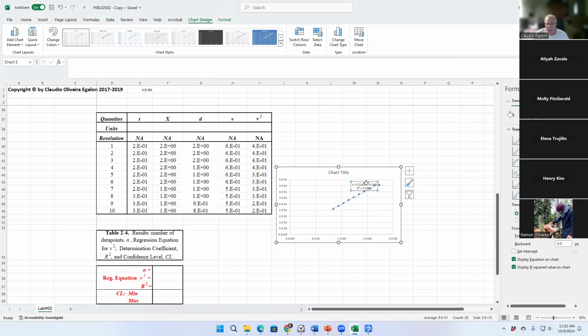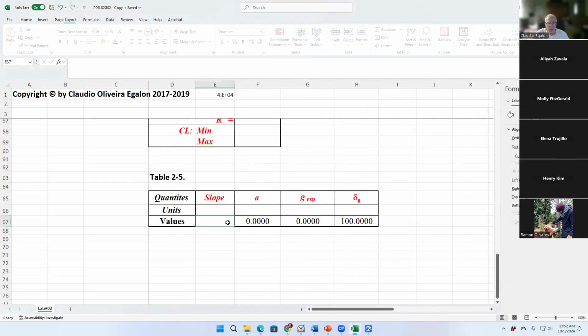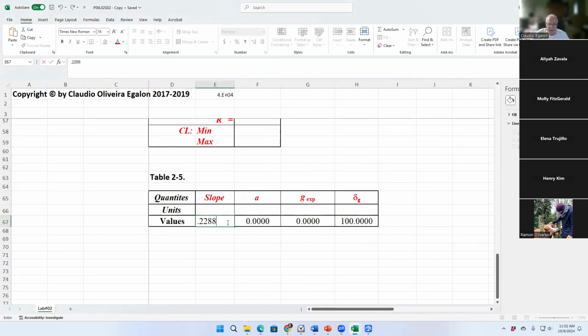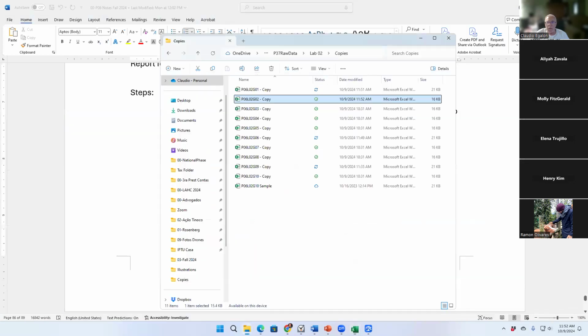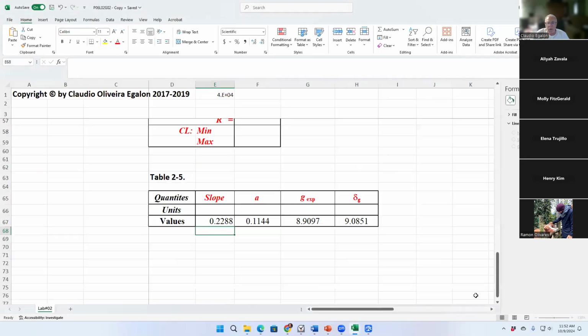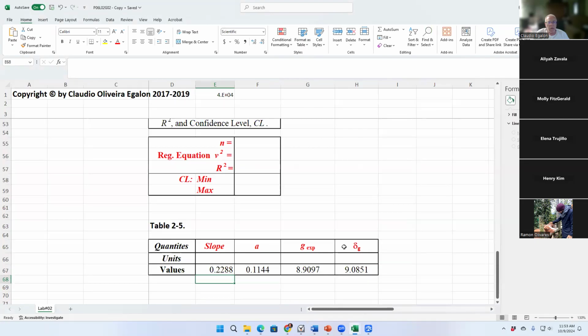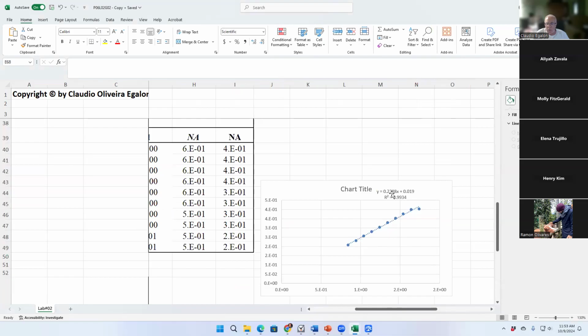Let's see. I'm getting 0.2288, right? 0.2288. For my slope, I got 0.2290. Your group number 2, right? Yeah. Let's see. 0.2290. I'm getting 0.2288. Hmm. 0.2288.